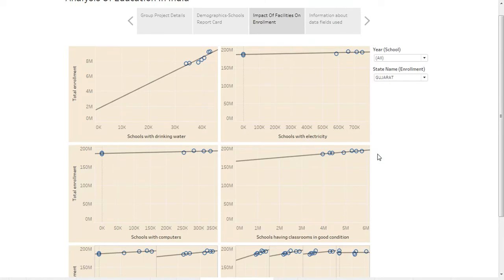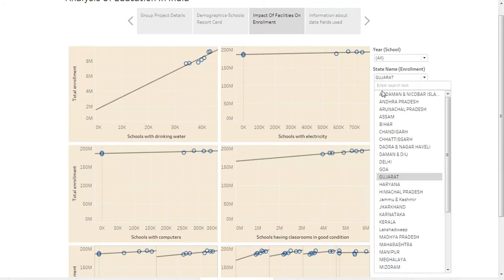If we see states like Gujarat, Kerala, Bihar, and most states, there is a positive linear relationship between the facilities and the enrollment, which means as the facilities are increasing, the enrollments are also increasing. The rate of increase is different, but the trend is the same in the mentioned states. But not all the states follow this trend. There are some which violate this trend. Let's see this in detail.